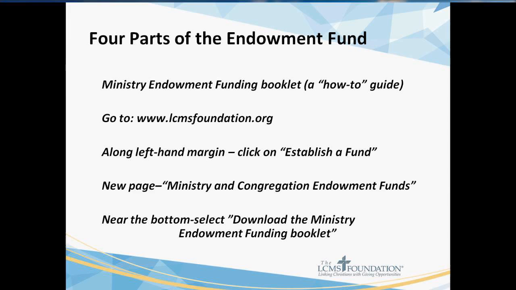This booklet can be found on our website, and I'll just go through the steps that are on your screen quickly right now. First of all, you would go to our website, www.lcmsfoundation.org. Once you log on, you will scroll down along the left-hand margin until you see the option Establish a Fund. You'll click on that option, and then a page will appear that's titled Ministry and Congregation Endowment Funds. Scroll down this page until near the very bottom you see the option Download the Ministry Endowment Funding Booklet. Clicking on that option will open a PDF version of the booklet. You are certainly welcome to print and reproduce that booklet as many times as you wish.